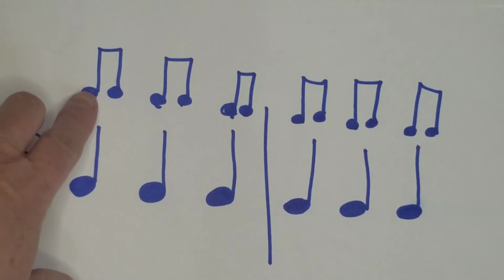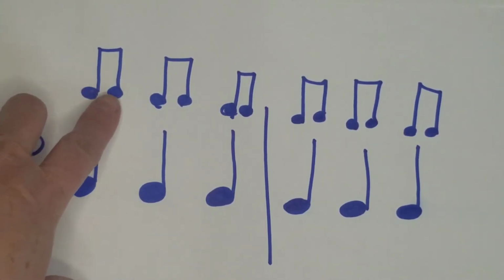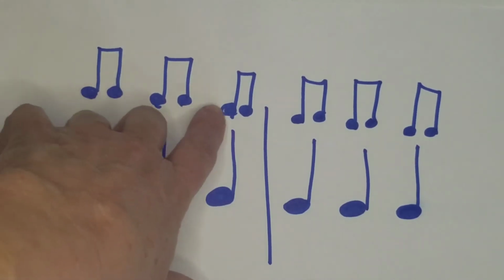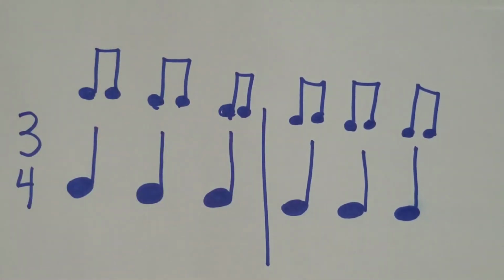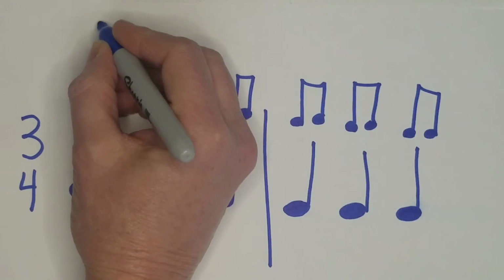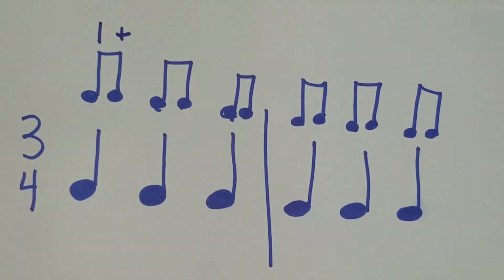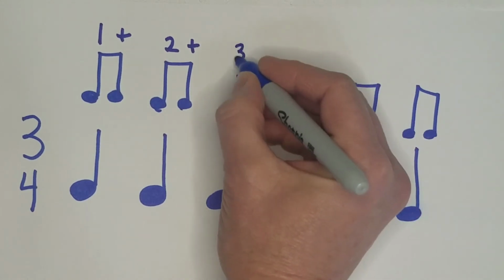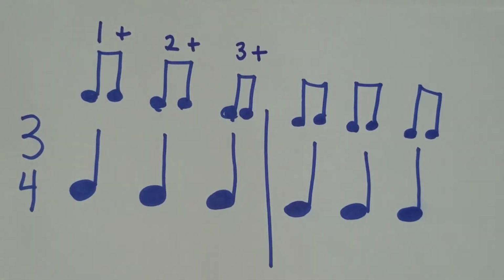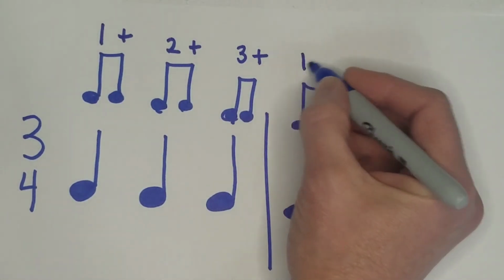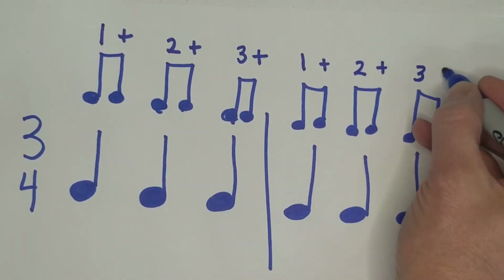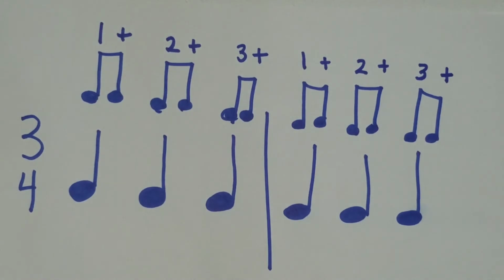So to keep counting in groups of 3, when we have all these extra notes, we have to add another syllable because this is 2 sounds. 1 and 2 and 3 and. And I often write it the number 1 and a plus sign. 2 and 3 and. Then we go on 1 and 2 and 3 and. So that's one new way.